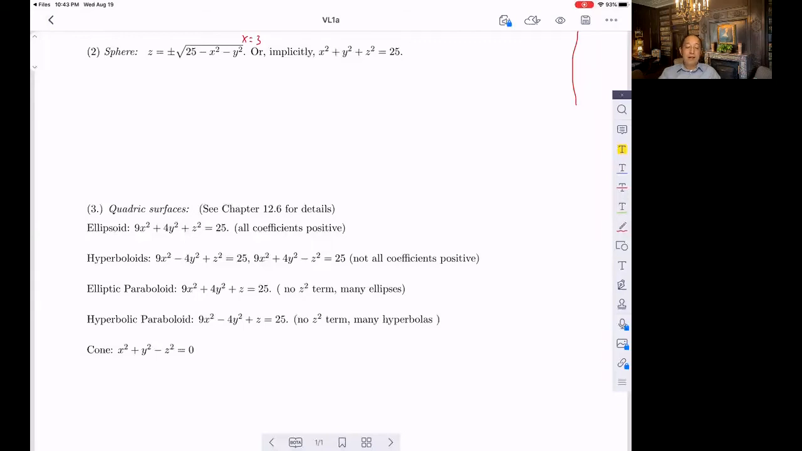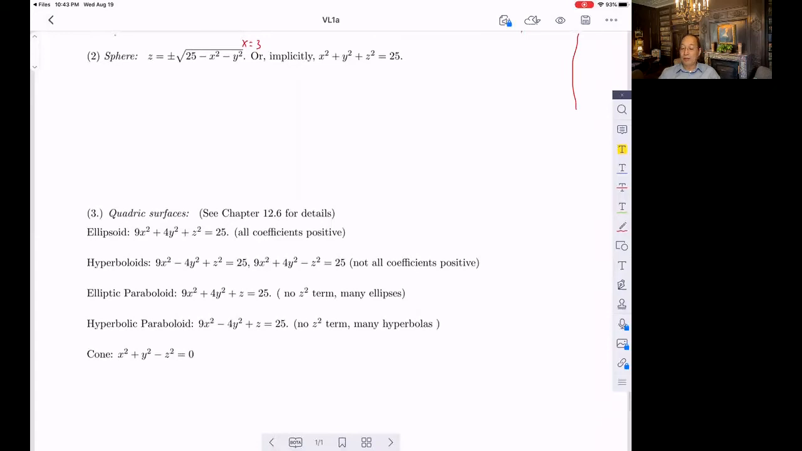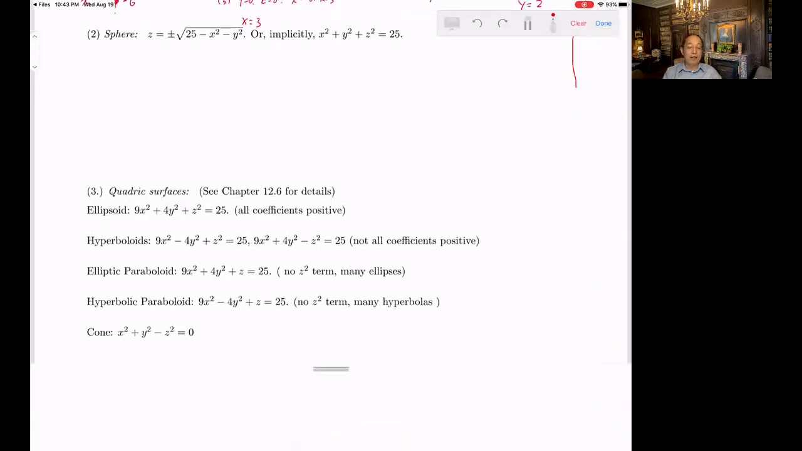All right, now let's look at this function over here. Here we actually have two functions. Let's look at z is equal to the square root of 25 minus x squared minus y squared. Some of us may already know this is going to be a sphere. Why is that? Because x squared plus y squared plus z squared actually appears in the distance formula.